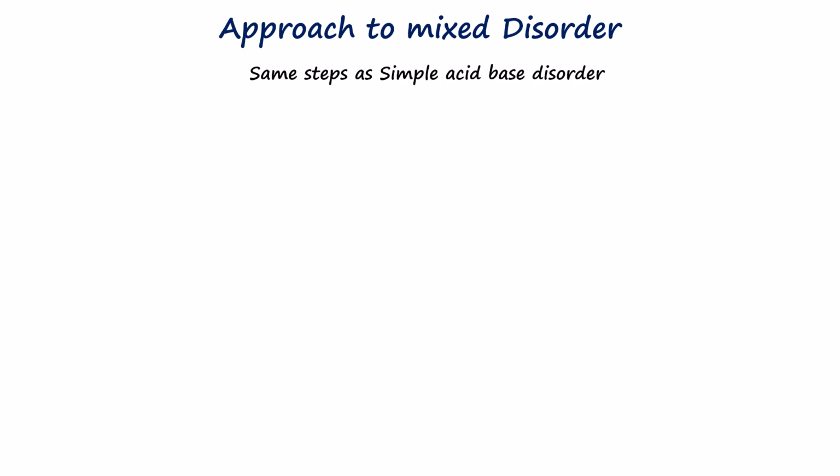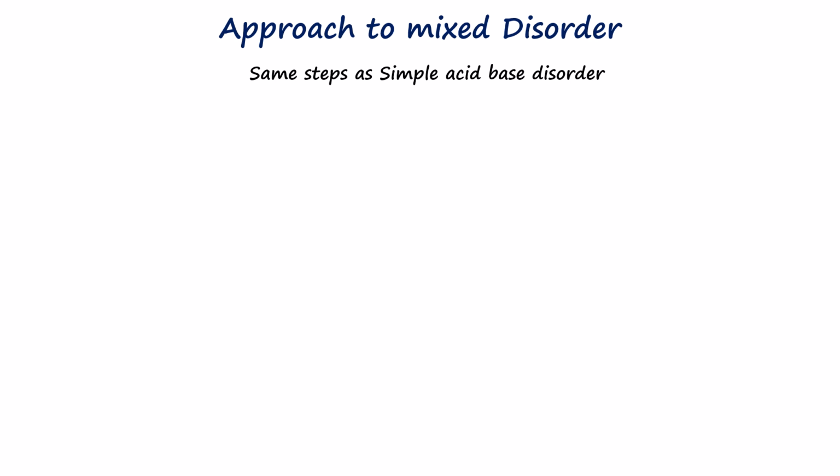Now, let's move to the main objective of this video. How do we approach mixed disorders? The approach to identifying mixed acid-base disorders follows the same basic steps as for simple disorders. These include looking at the pH, checking whether the disturbance is respiratory or metabolic in origin, calculating the appropriateness of compensation, and so on, that we have discussed in our previous two videos.